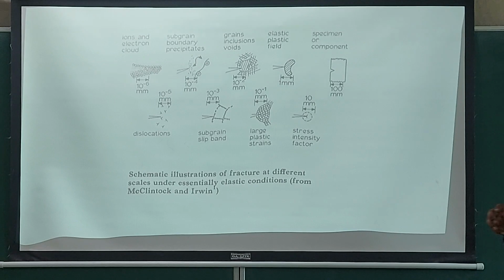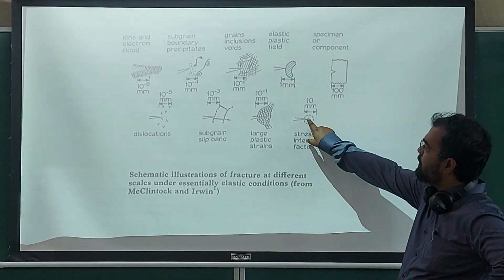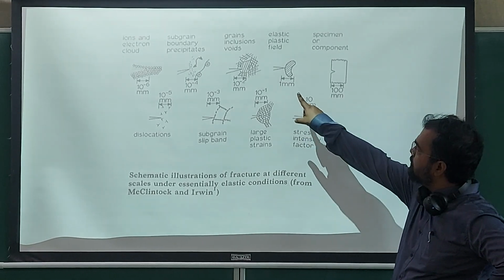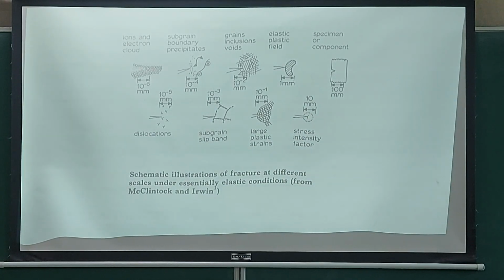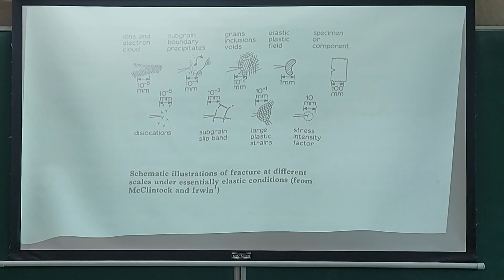Because you want to keep the plastic zone small. Okay, so that line is a plastic zone, so that one is there. And the specimen or component is in the range of 100 millimeter. Okay.